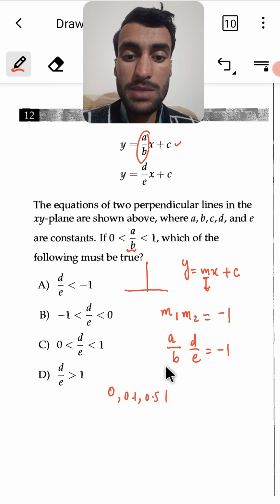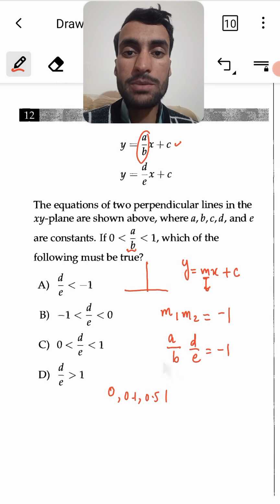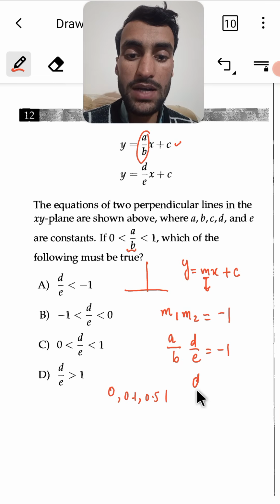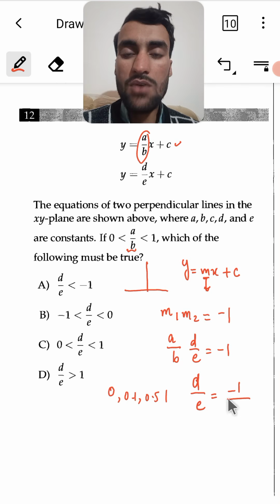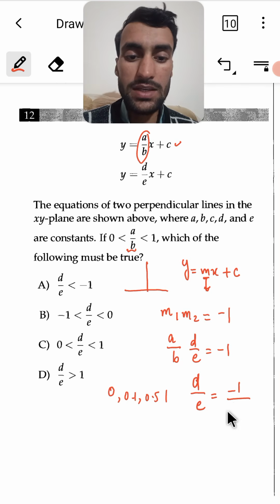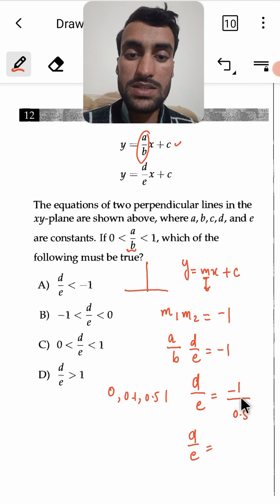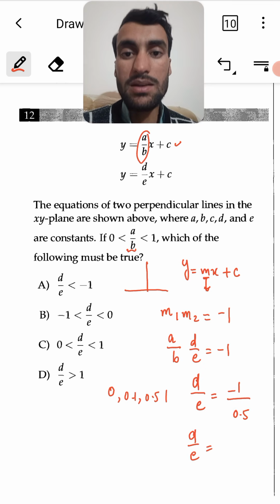So that means this a/b is going to be replaced with some value between 0 and 1. So what we are going to get is d/e equals -1 over any value between 0 and 1. For simplicity, we are taking the value 0.5. So after we solve this, we get a value which is of course less than -1.